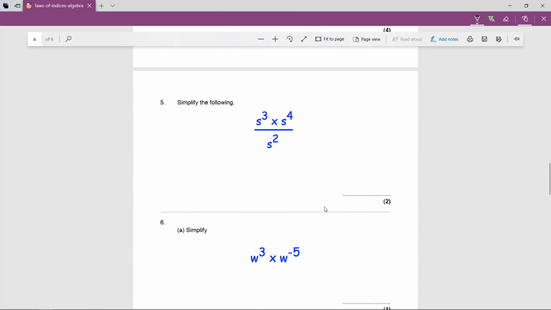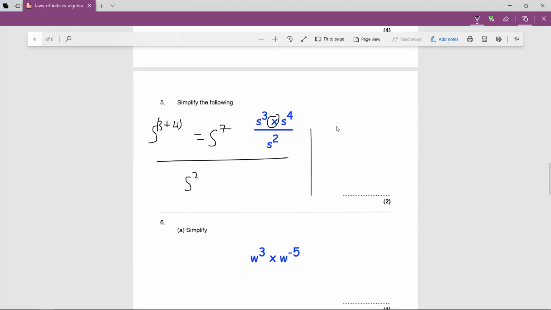Simplify the following: s power 3 multiplied by s power 4 divided by s power 2. As usual, we'll start by solving the numerator. Numerator is s power 3 plus 4, because that's a multiplication between the s's. So we'll have s power 7. Then we have to solve the denominator, which is basically just an s power 2.